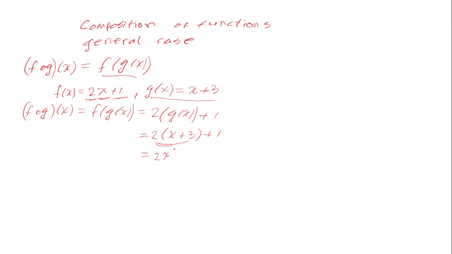So 2x, and then 2 times 3 is 6, so plus 6, and then still plus 1 there. Now here that 7 actually shows up, so 6 plus 1 is 7. So now we know that f composition g of x, of these two functions, f of x and g of x, is equal to 2x plus 7. So this will be a general case, and then now whatever x is given to you, you just put it in here and you already calculate your composition of functions.